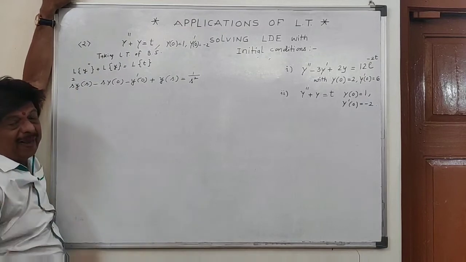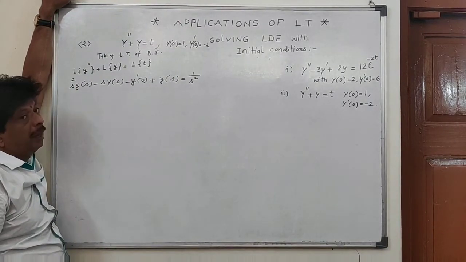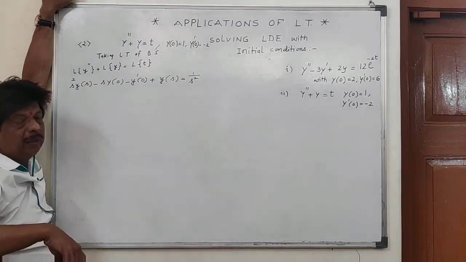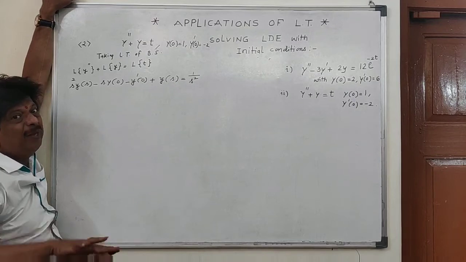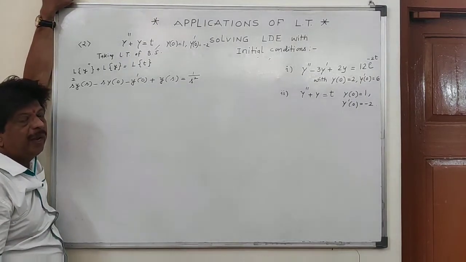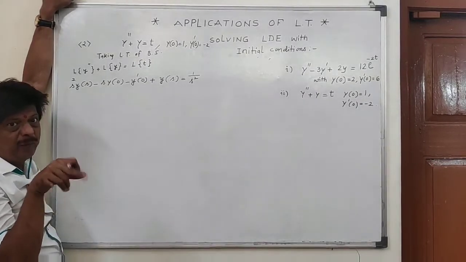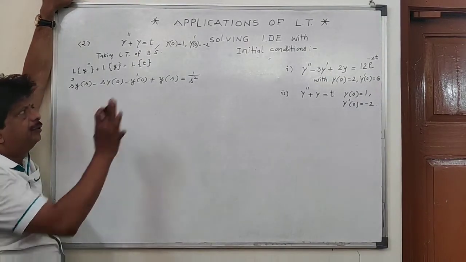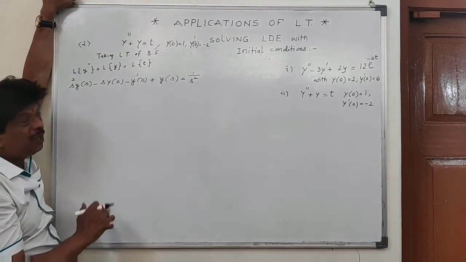The Laplace transform of t to the power n is n factorial upon s to the power n plus 1, or gamma of n plus 1 upon s to the power n plus 1. So this is the Laplace transform of t, 1 upon s². Now employ the initial conditions.